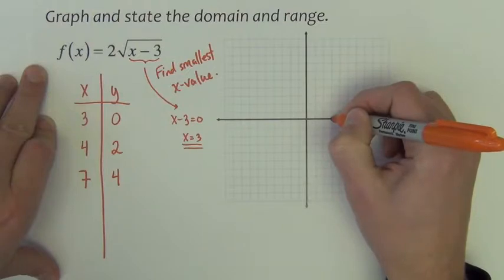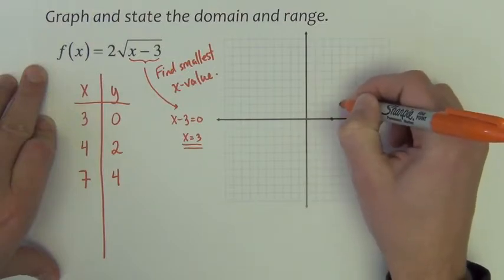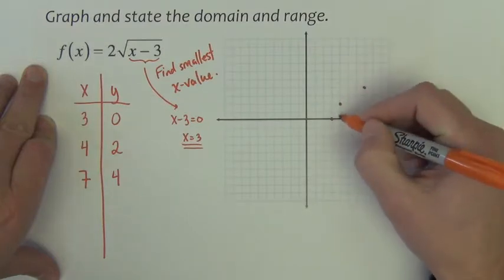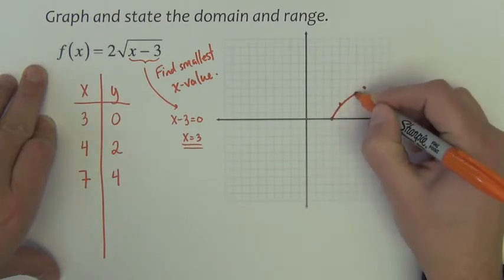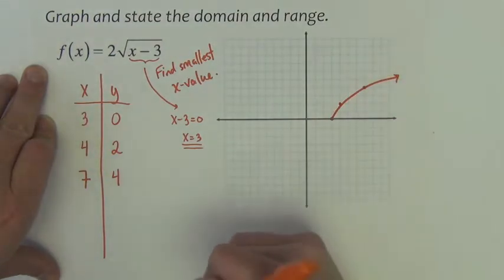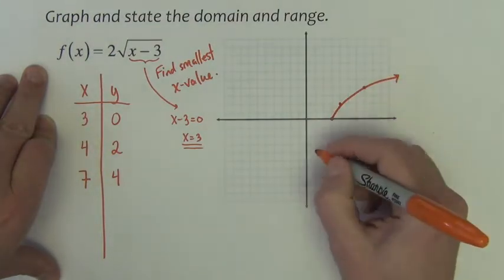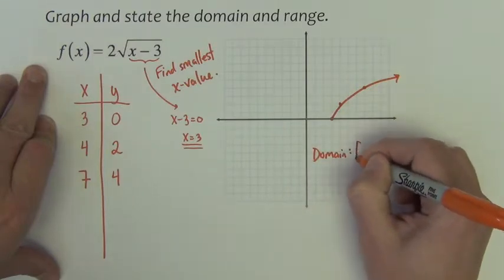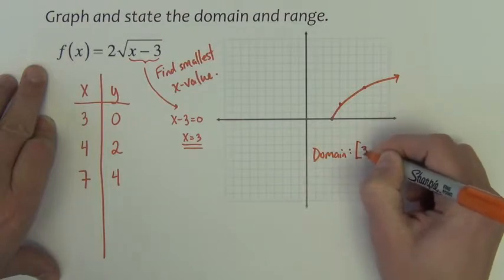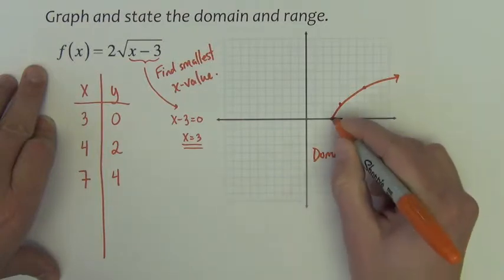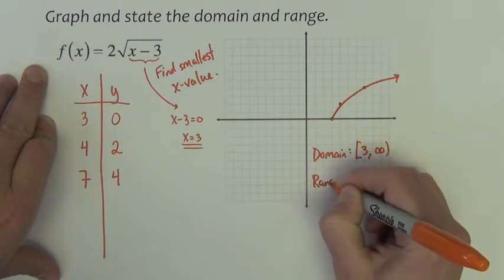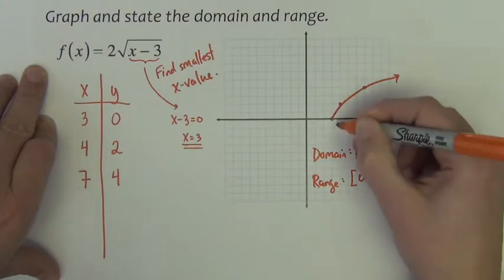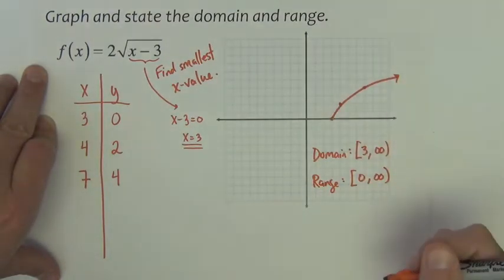So I've got points at (3, 0), (4, 2), (7, 4). It looks like that. Domain. Well, this one starts at 3 and goes to infinity. Starts at 3 on the x. Range starts at 0, 0 on the y, and goes up to infinity.